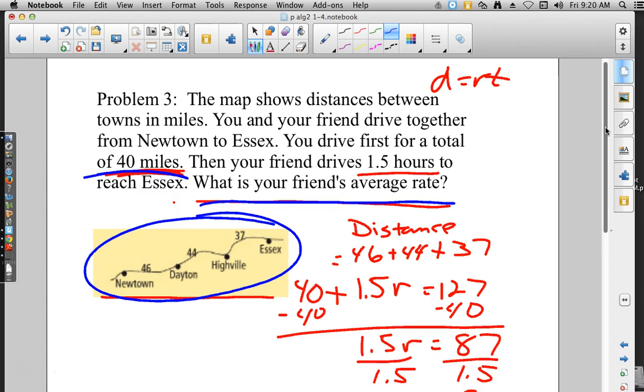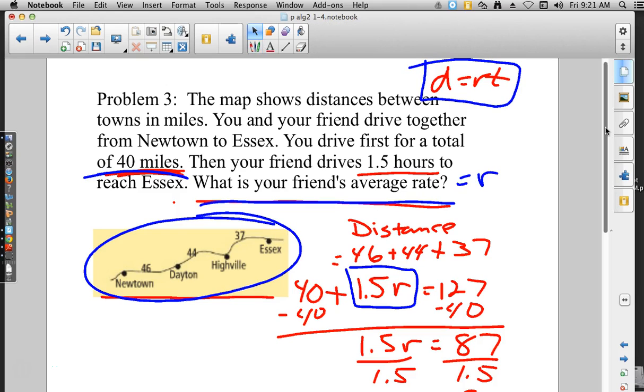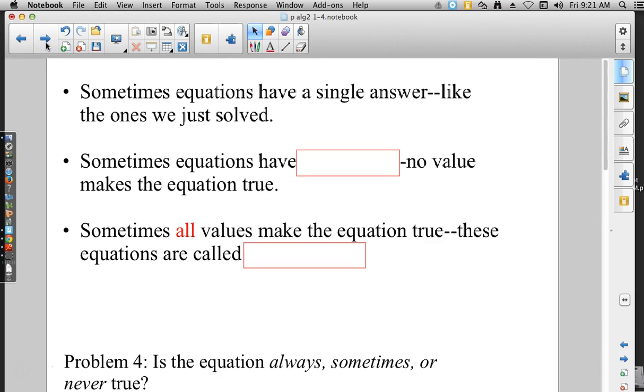But how are we going to figure out that friend's rate, thinking in terms of distance? And this little formula has to pop into our noggin. How do you get the distance? I can substitute in rate times time. And that, of course, left us with the r standing for the friend's average rate. And that's how we can get that indirectly. So, word problems. Keep chugging through them. Sometimes equations have a single answer, the one we just solved. We got an answer to that. We said, hey, this is 58 miles per hour. This is absolutely going to work.